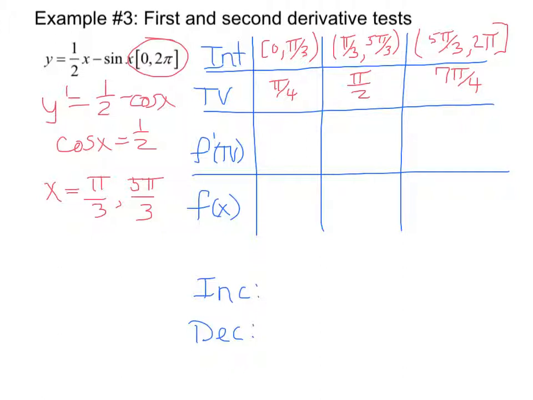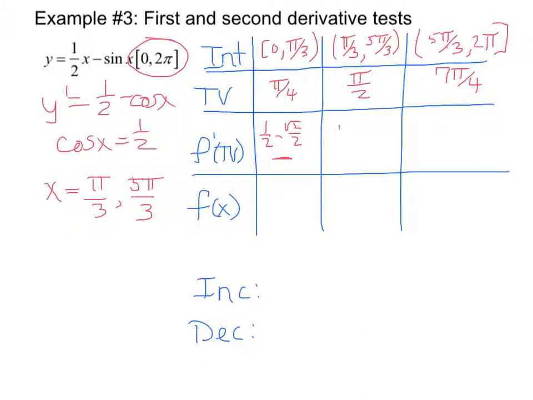So to find f prime of my test values, I'm evaluating the first derivative at each of these values. So that's going to be 1/2 minus the cosine of pi over 4. And cosine of pi over 4 is just radical 2 over 2. Again, what is that value? I don't really know. It's 1 minus radical 2 over 2. Radical 2 is bigger than 1, so I know that it's going to be a negative number.